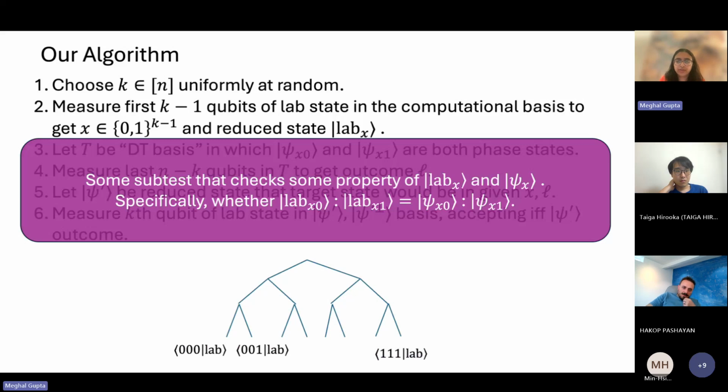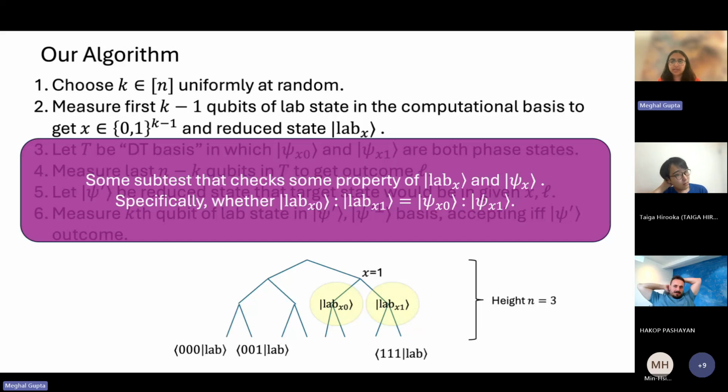So you can think of this as a tree. In this case n equals 3. We choose a k. In this case, we chose k equals 2, which means we measure the first qubit. Maybe we get the outcome x equals 1. And then the rest of the test runs on lab x, which is the node of the tree indicated here. The specific thing we're going to test is something about lab x0 and lab x1, which are its two children. So does this setup make sense, at least in terms of vibes? I haven't been super specific about what exactly the subtest is.